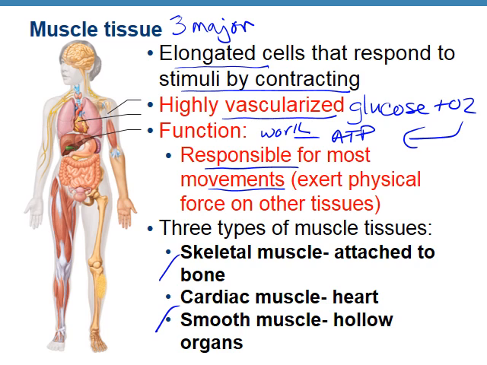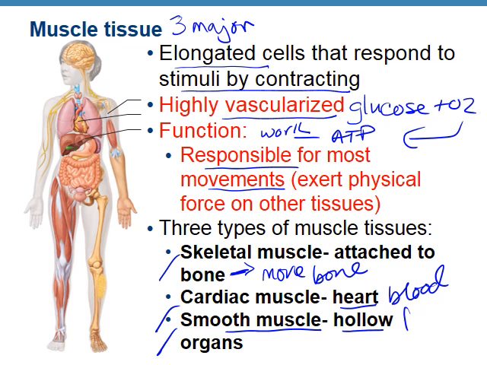We have three different types. So skeletal muscle is attached to bone. It's going to move the bone. Cardiac muscle is the heart, and it's going to move blood. And then smooth muscle is around hollow organs. It could move food or it could move liquid. So when I say hollow organs, we should be thinking esophagus, stomach, intestines, also your blood vessels.